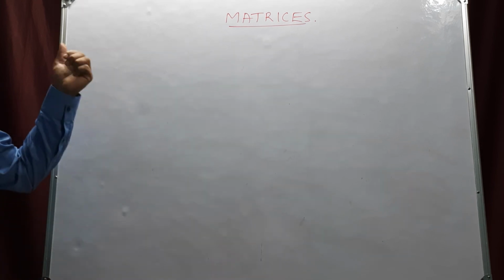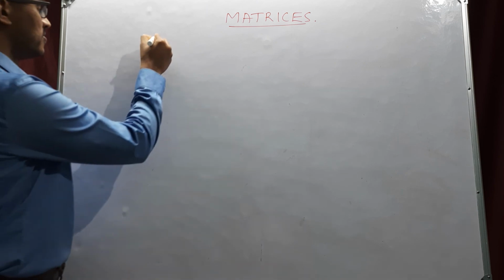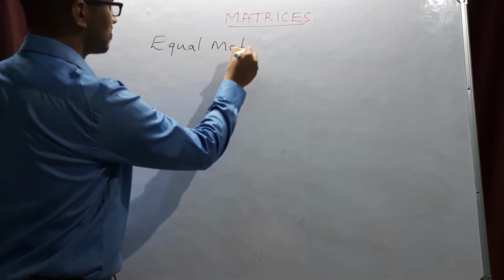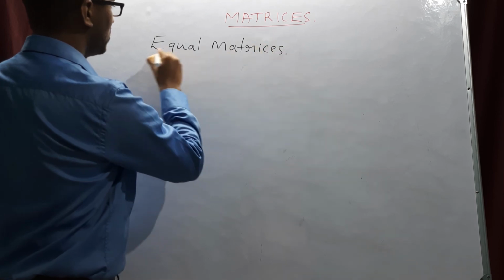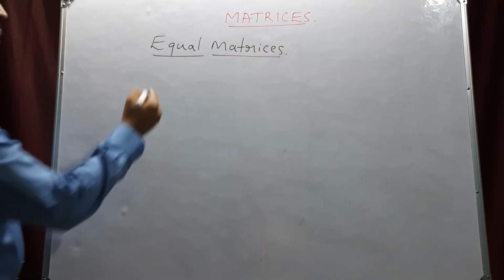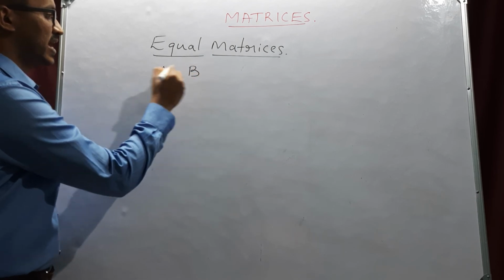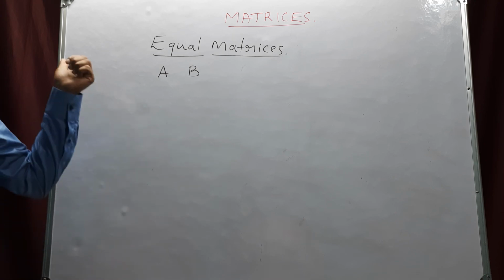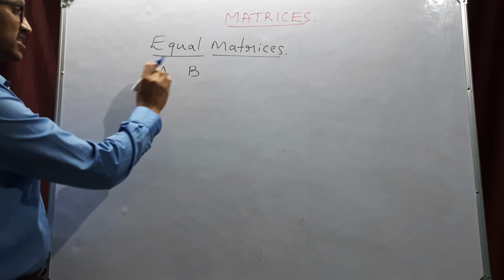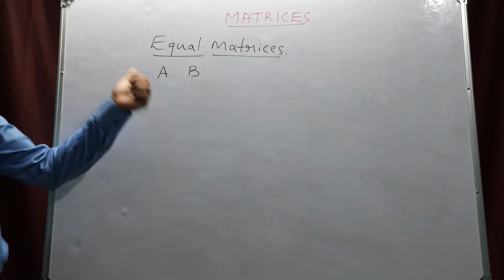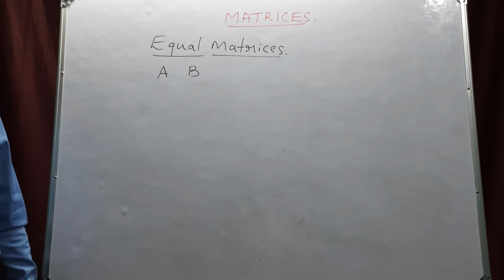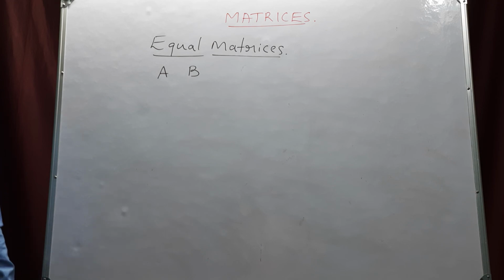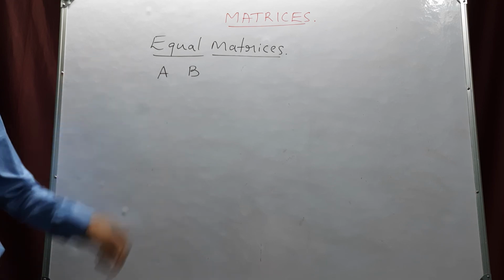The next topic is equal matrices. Two matrices A and B are said to be equal if they are of the same order, that is, the order of both matrices should be the same, as well as corresponding elements being equal. Then we say two matrices are equal.